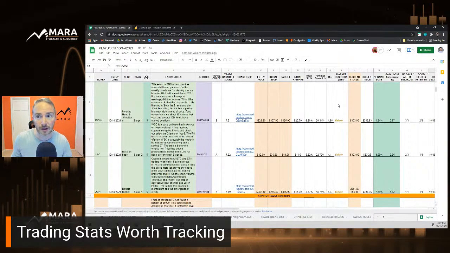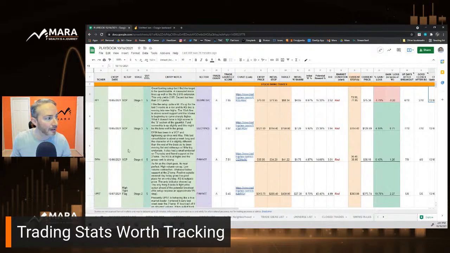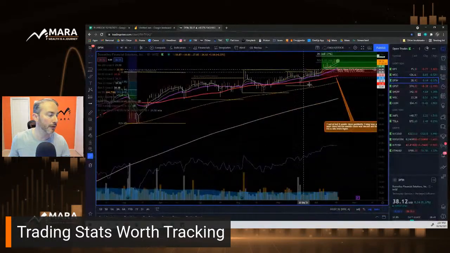Some of the setups that I like to trade are these VCP patterns, volatility contraction patterns. It's something that Mark Minervini talks a lot about, and he discussed it in detail in his books. But basically, what a VCP is, and why don't I bring up one of these? DFIN is a good one. I'll just drag this over here so we know what we're talking about.